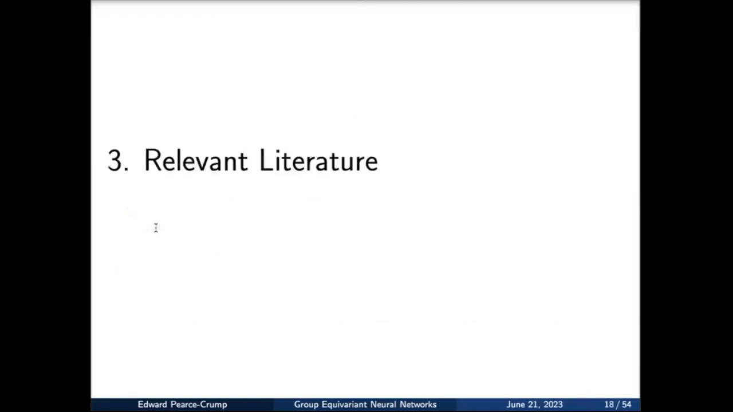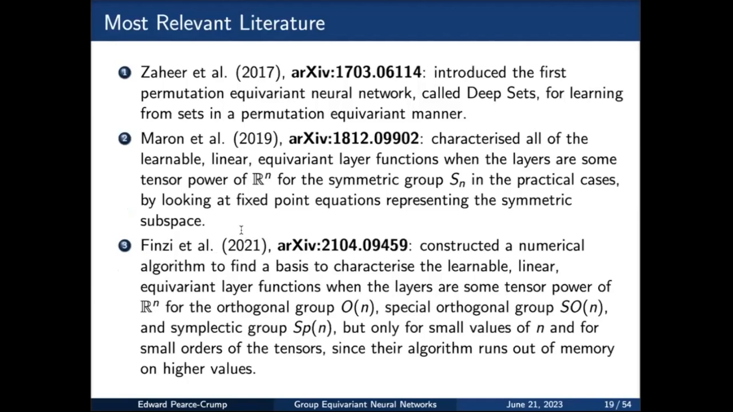Okay, so I'm just going to briefly show you a slide on some of the relevant literature that the work I've done builds upon. And if you know things about group equivariant neural networks, you're probably familiar with these three papers. But the first one was by Zaheer and collaborators, who introduced the first permutation equivariant neural network called Deep Sets for learning from sets in a permutation equivariant manner. So in this situation, these would be order one tensors, right? k equals one.